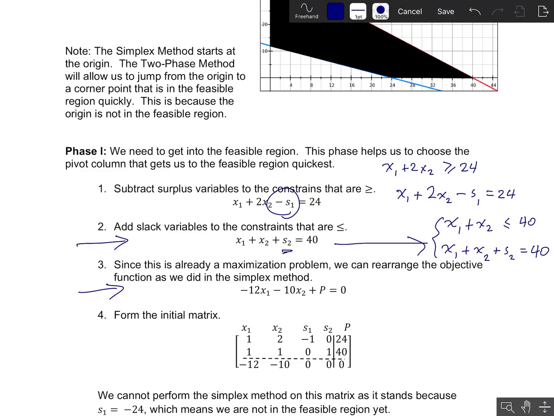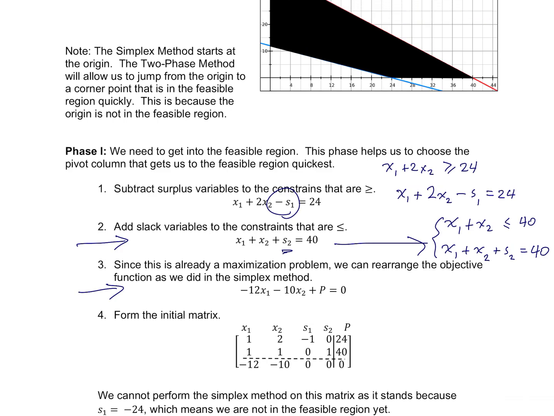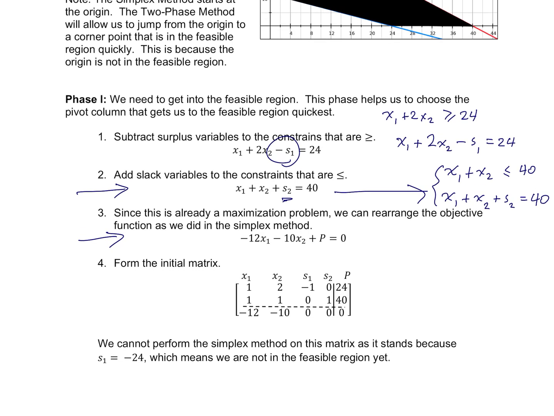So that's the main new thing. Whenever your inequalities face the wrong way, you need to subtract the excess that lives on the left-hand side rather than adding the slack. So if the inequality faces the left side, we'll be subtracting a surplus variable. If the inequality faces the right side, then we'll be continuing to just add a slack variable like we have been. Okay, so that's what we're going to do initially.